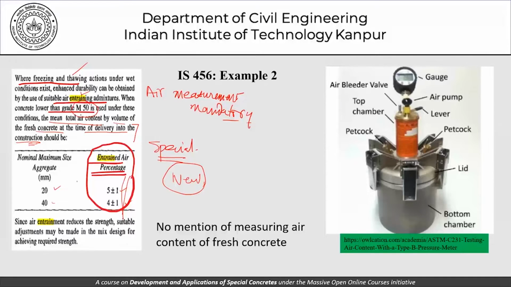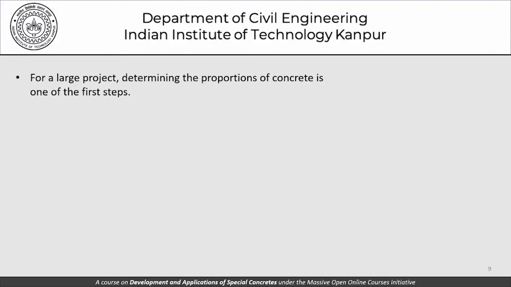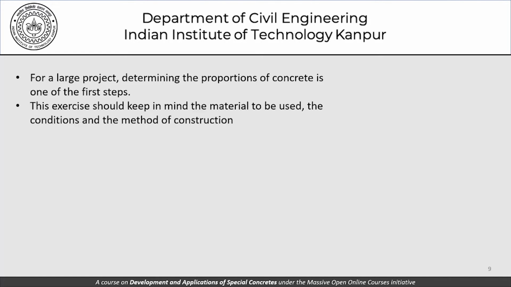So the discussion today would be in terms of large projects where the proportioning of concrete is one of the first steps. And once the proportion of the concrete, that is the different ingredients, is established, a lot of other things have to be done. Now this exercise, as far as the proportioning of concrete is concerned, should be carried out obviously keeping in mind the material to be used, the condition and the method of construction. I'm going to highlight this part when it comes to some of the examples that I'm going to take up today. The sampling procedures need to be formulated, reformulated and brought in line with the conditions and the method of construction, as I will explain to you with some examples.